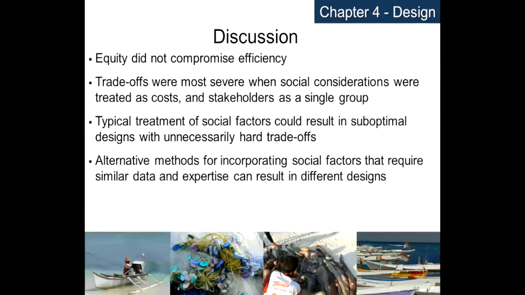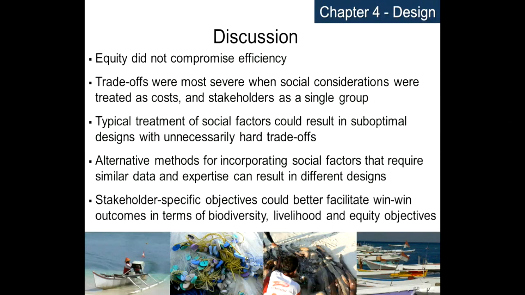Importantly, these alternative methods for incorporating socioeconomic data require similar kinds of data and similar skills, but they can result in designs with potentially very different impacts to local stakeholders. And incorporating stakeholders in a more meaningful way in spatial design through these stakeholder-specific objectives, which was the objectives multiple scenario, could potentially better facilitate win-win outcomes in terms of biodiversity, livelihood and equity objectives.